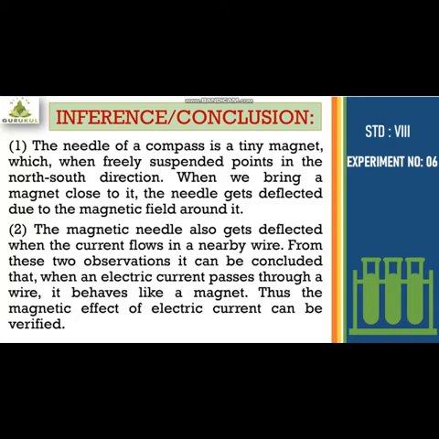Second point, the magnetic needle also gets deflected when the current flows in a nearby wire. See, when the wire is carrying electric current, the magnetic needle again is deflected. So what is the conclusion from these two observations, students? When an electric current passes through a wire, it behaves like a magnet. Thus, the magnetic effect of electric current can be verified here, can be checked here with the help of the bar magnet and the electric wire which carries electric current for us.